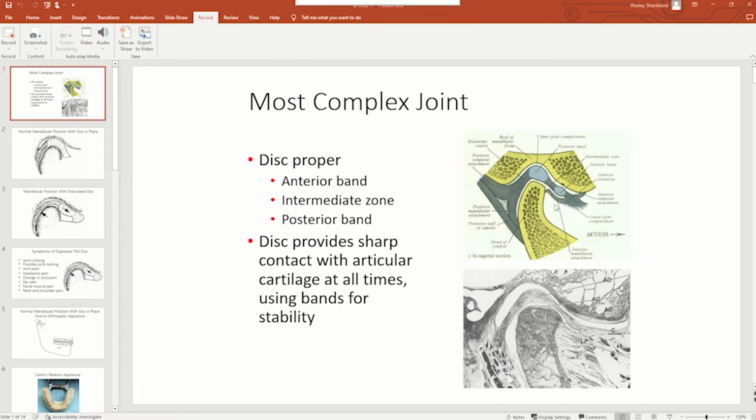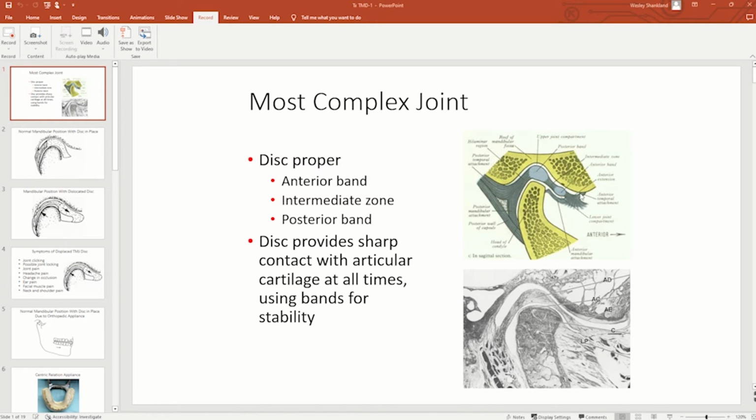The TM joint, as you can see, is the most complex joint in the body. Now, I know that you think that the knee or the shoulder are complex, and they really are, but in creation, the TM joint is the most complex joint in the body. Here's the condyle, the articular eminence, the temporal bone. Here's the articular disc between those bones, temporomandibular joint.